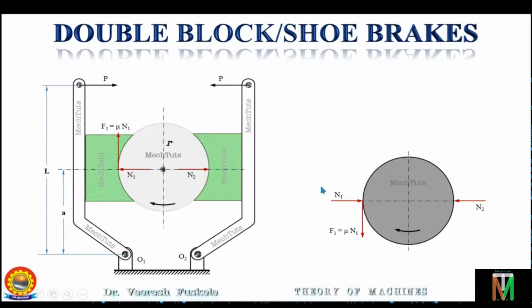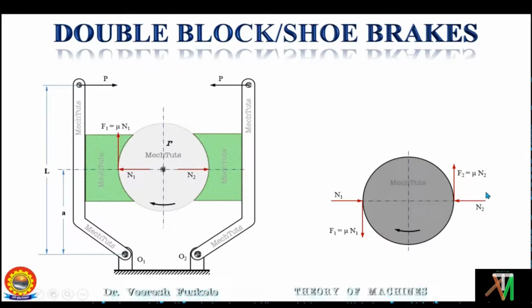Now similarly, at this point on the right side of the drum, the velocity of the drum will be in the downward direction, as you can see. So the friction force will be acting in the upward direction, that is the direction opposite to the motion of the drum. It will be like this. So F2 is the force of friction on the drum.